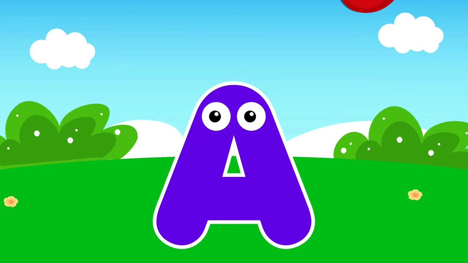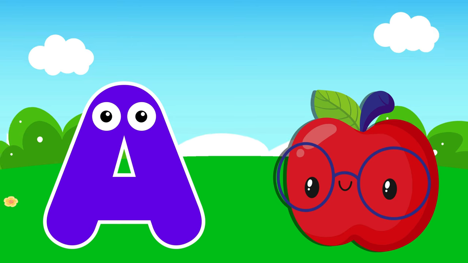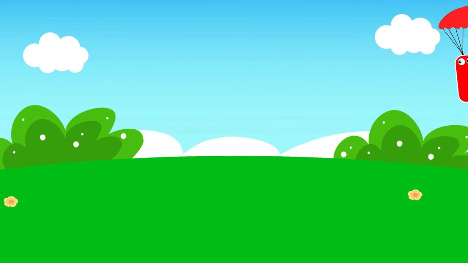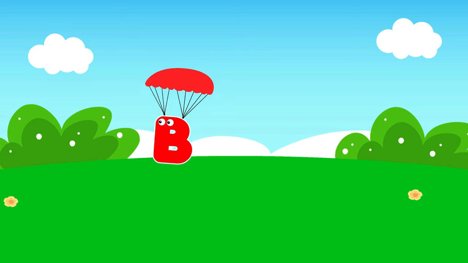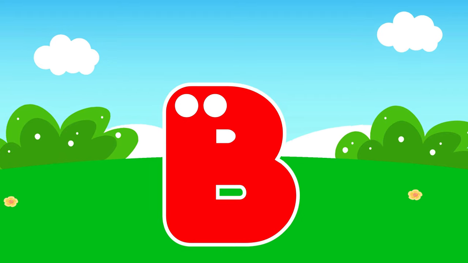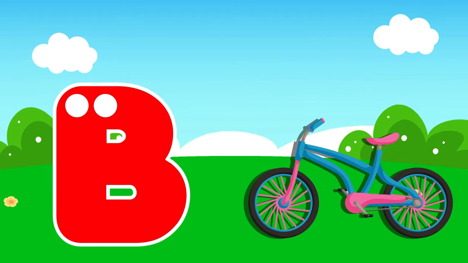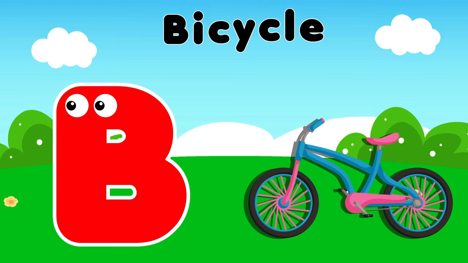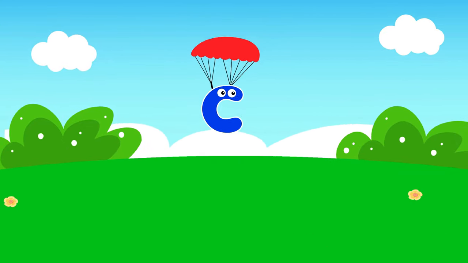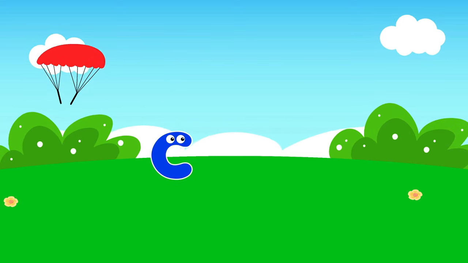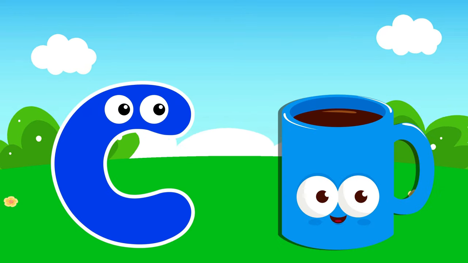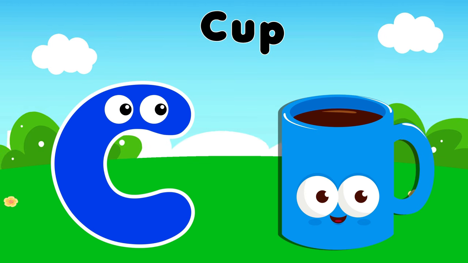Alphabet A. A for apple. Apple. Alphabet B. B for bicycle. Bicycle. Alphabet C. C for cup. Cup.